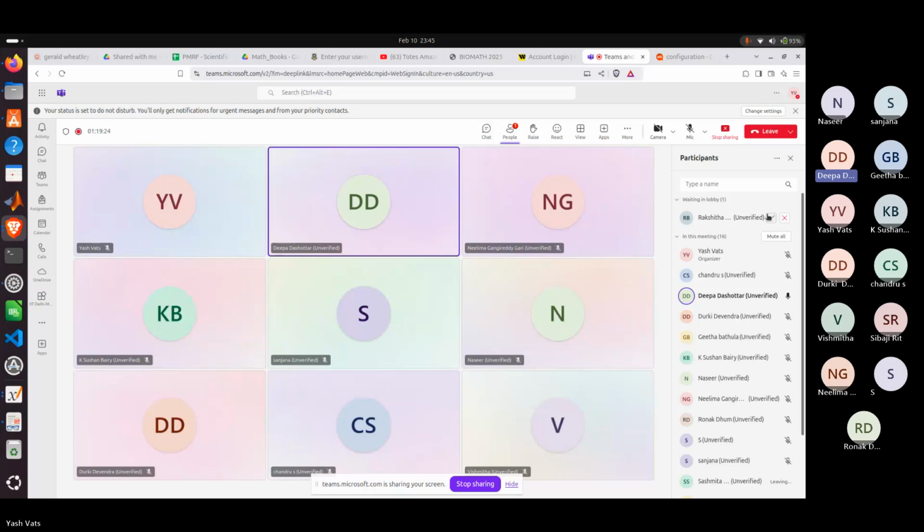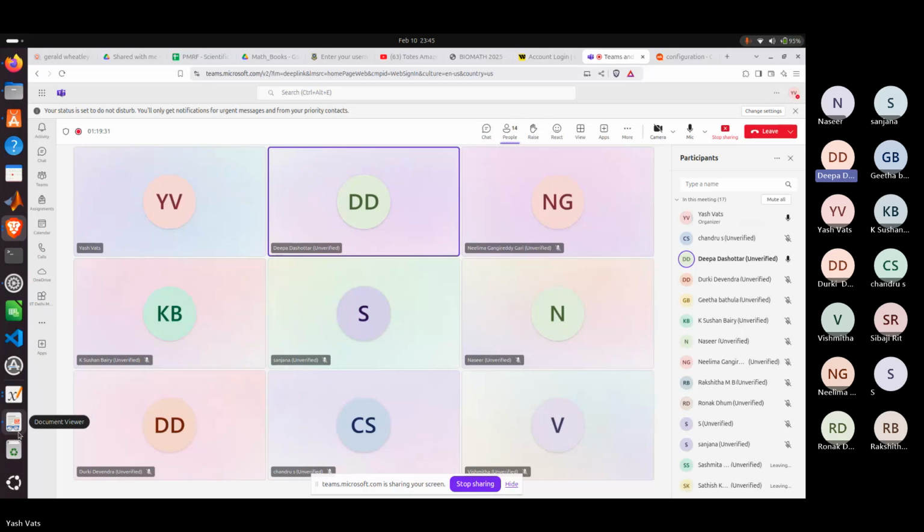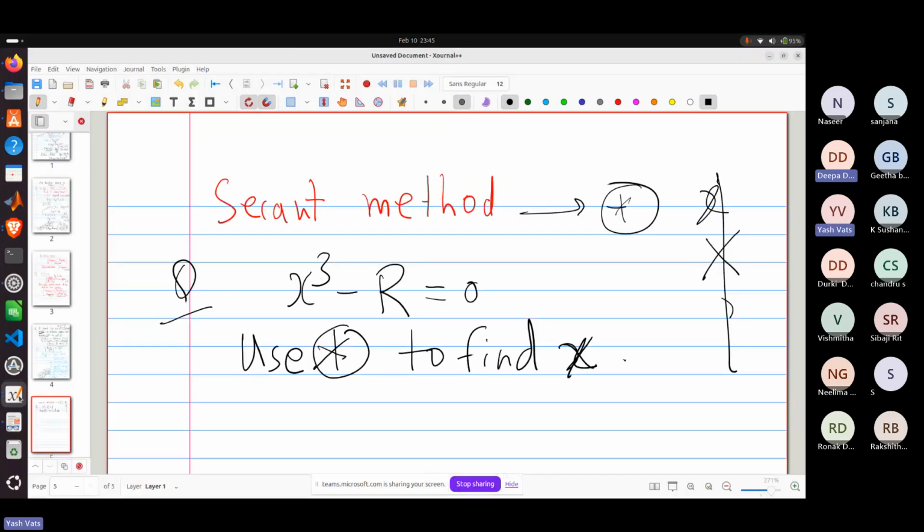Hello, sir. Yes, Deepa. What is R here, sir? Is R any real number or what exactly is that? Yeah, R is any real number. Or in terms of R only we have to find it? Yes, so by taking R we have to solve it. No particular value of R. No, no, no, R is anything. Any real number. Okay, sir.